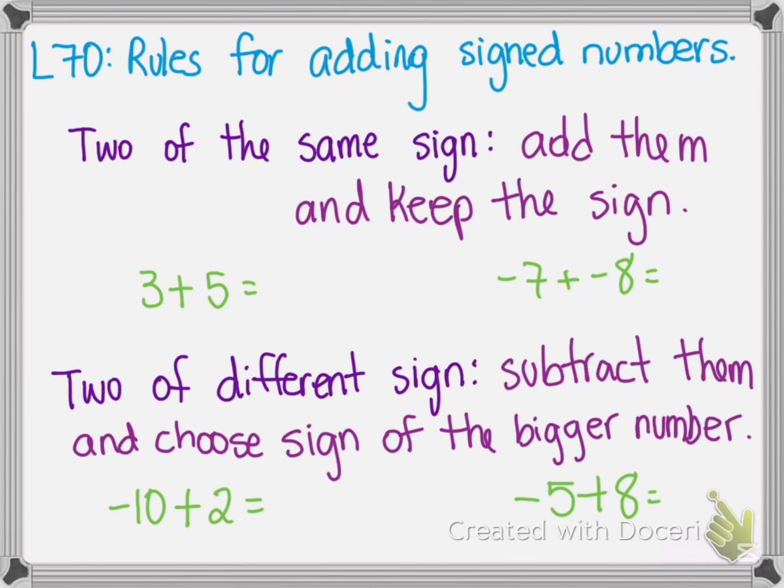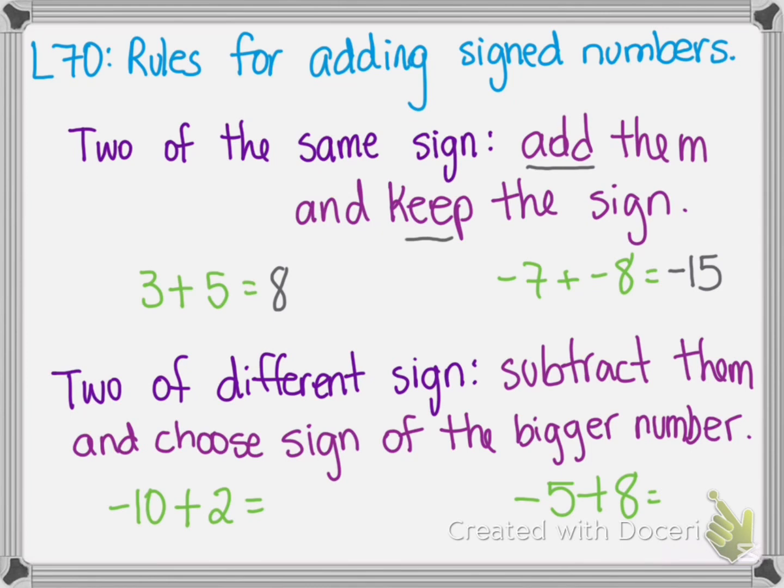The first one says two of the same sign. So if we have two numbers with the same sign, so two positive numbers or two negative numbers, what we're going to do is we're going to add them and keep the sign. So let's look at these two examples. 3 plus 5, 8. It's positive because both are positive. Now the other one, negative 7 plus negative 8. Both of them are negative, so we're going to put negative 15. We add the numbers and keep the sign.